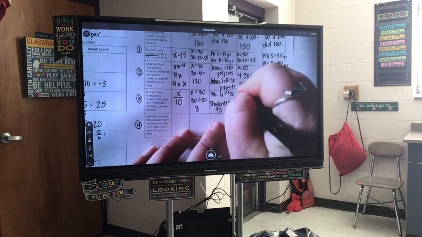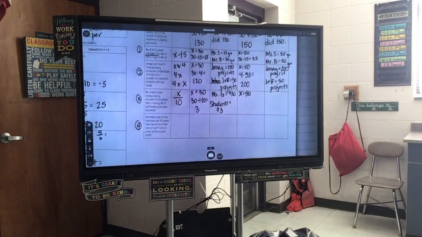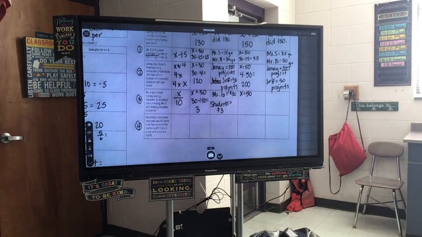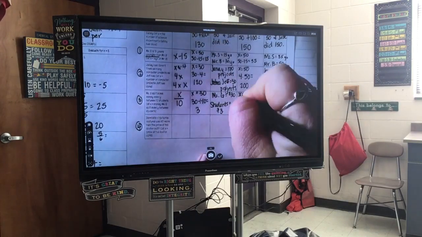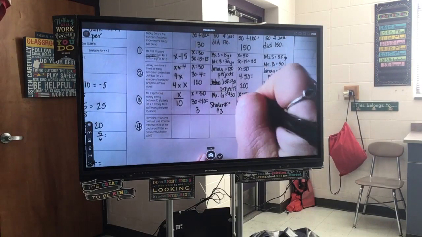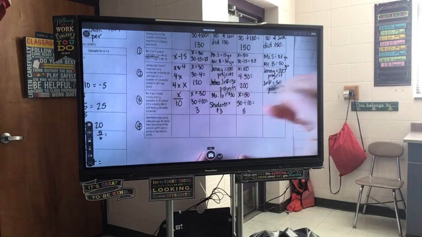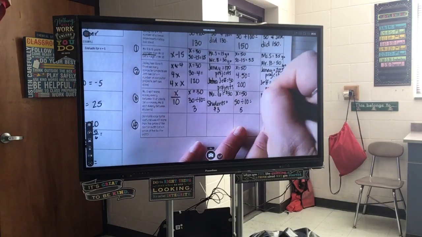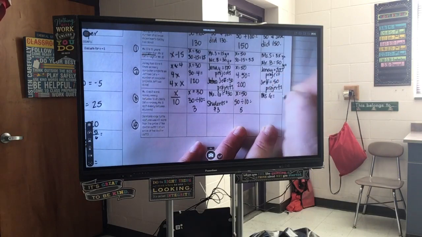All right, if x equals 50. Oh, now you want to participate? All right, I'll take it. So if x equals 50, Elisa, 50 divided by 10, which gives you what? 5. All right, and what does that mean? Miss G has 50, the students have 5.